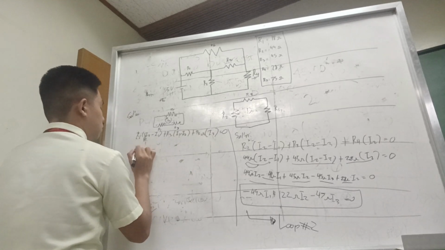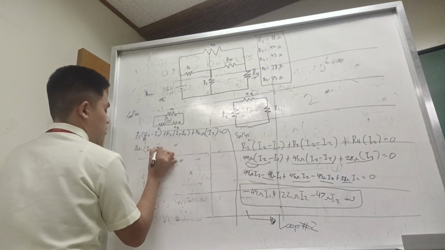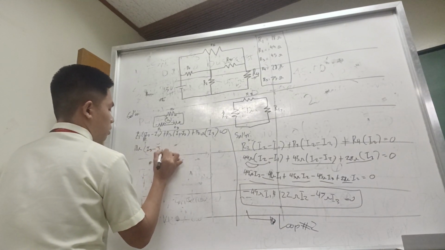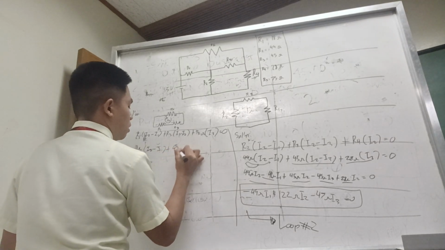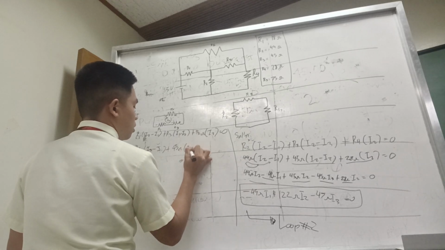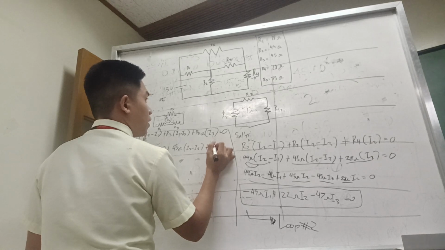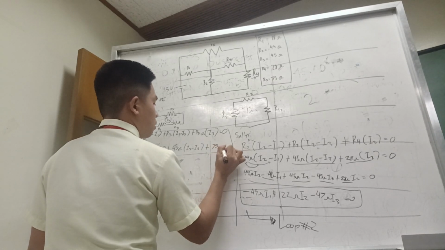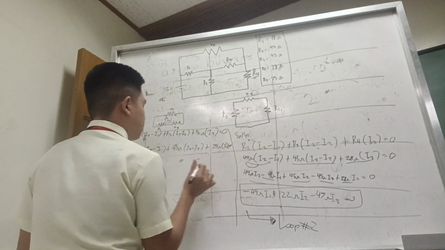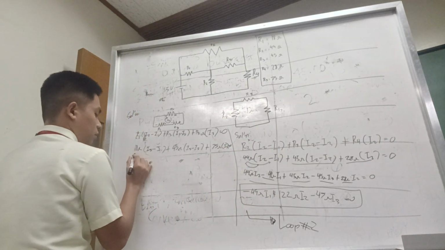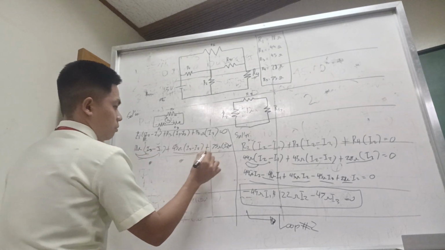Our R1 is 18 ohms. Parenthesis I3 minus I1 close parenthesis plus R3, which is 45 ohms, times I3 minus I2 plus our R5 is 75 ohms, parenthesis I3 is equals to 0. Now we need to input all this and everything else.